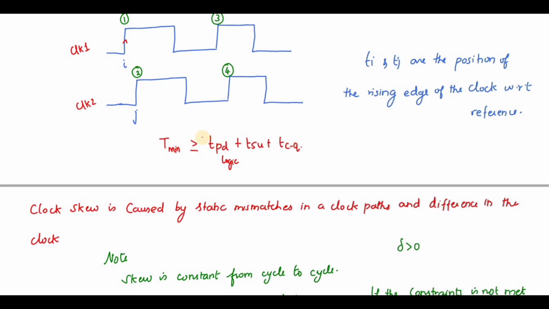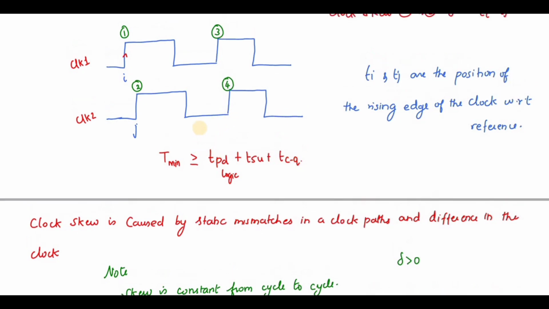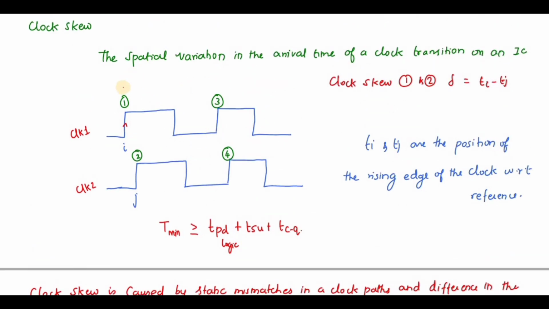Now you can see if this is my T, or T minimum, it gets extended by these two variations, which I can write as delta. So it gets changed to this one: I can write it as T minimum plus delta.